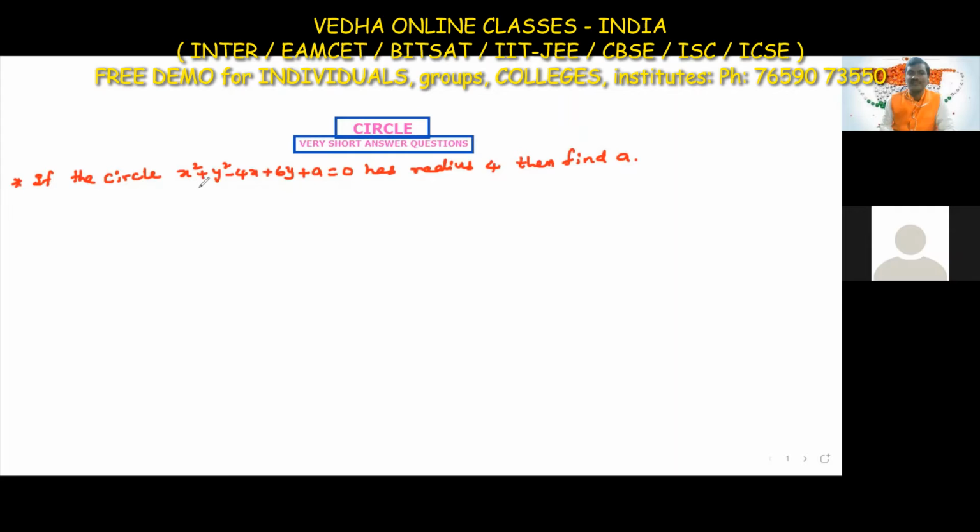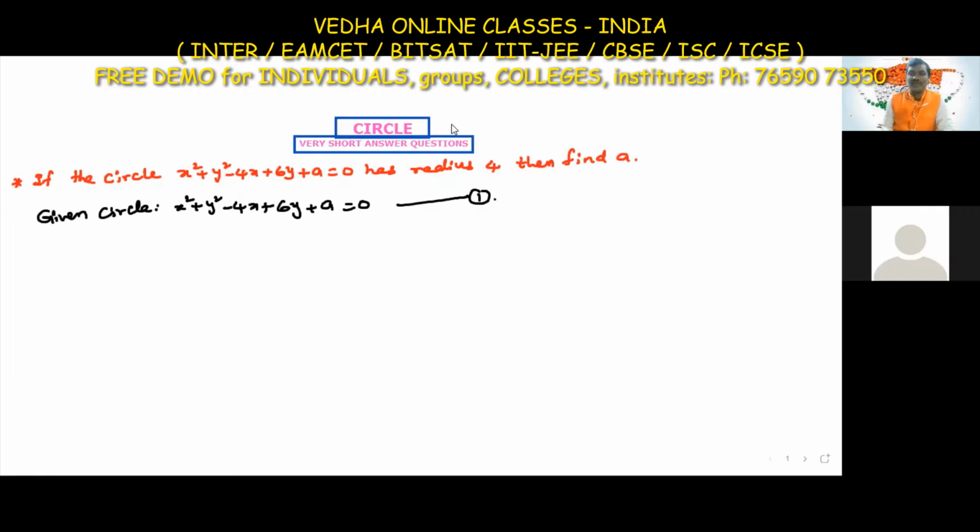If the circle x square plus y square minus 4x plus 6y plus a equal to 0 has radius 4, then find a. So here, what is given? The given circle is x square plus y square minus 4x plus 6y plus a equal to 0. This is the given circle equation number 1.